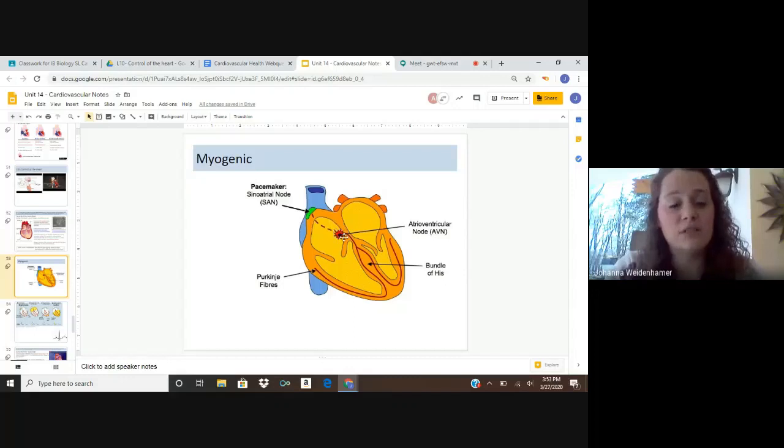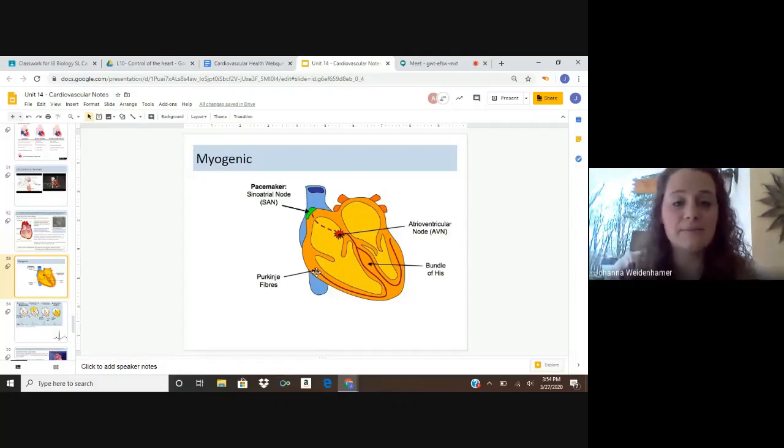And that AV node is going to take the electrical signal and allow it to come through the bundle of His, so allow it to come through these two nerves, and up and around both of the ventricles. You can see here both of these red lines, and both of those red lines are going to be called your Purkinje fibers.